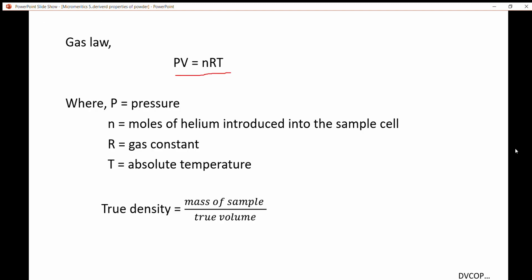Here is the gas law, that is PV = nRT. In this equation, P is pressure, which is detected on a manometer, n is moles of helium introduced into the sample cell, R is the gas constant, and T is the absolute temperature. By determining the value of this V, we can easily calculate the true density.